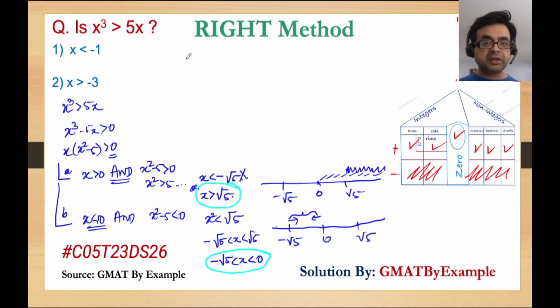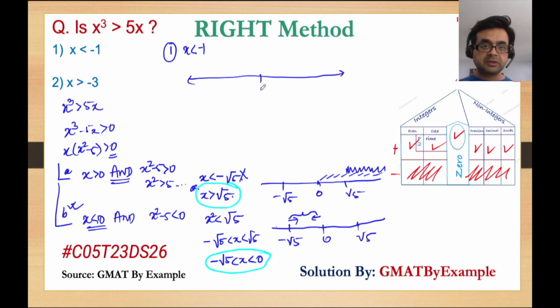Now let's start looking at the statements. So I'm going to take statement 1, x is less than minus 1. Which pathway does it follow? Of course, x is less than 0, so it's going to follow pathway number B. So in pathway number B, let's quickly draw that out. Pathway number B is considered where x is less than 0. So we mark 0. We also mark minus root 5. Root 5 is about 2 point something. So minus 1 would be somewhere here.